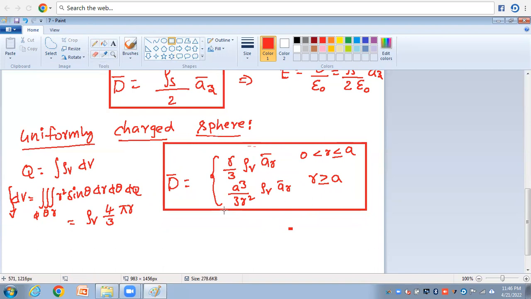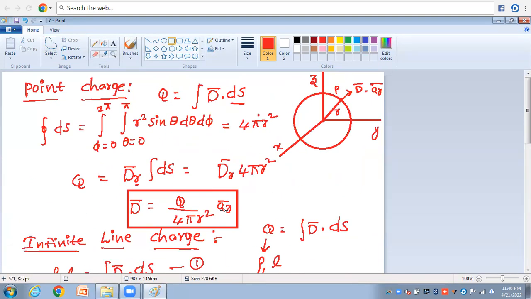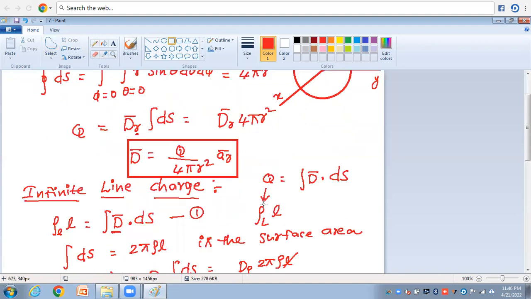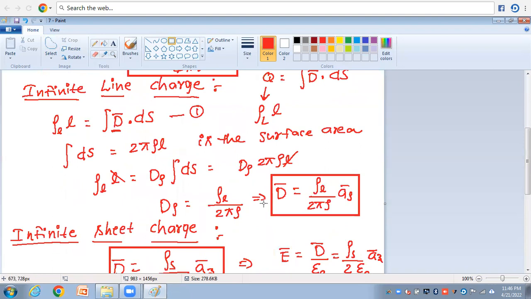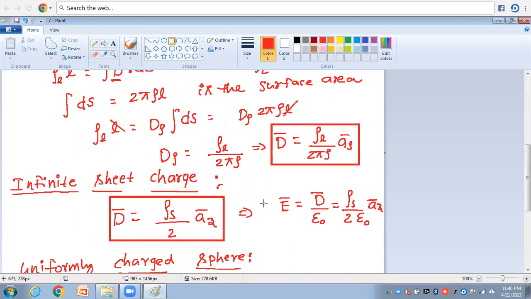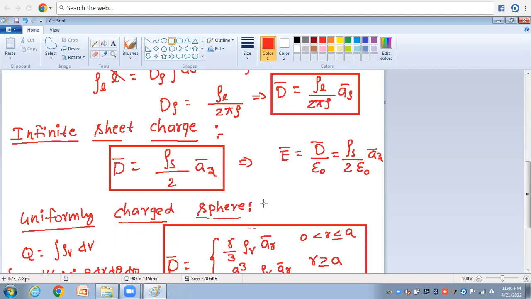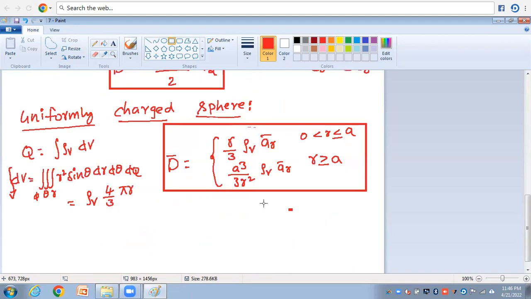Anyway, these are the four applications of Gauss law. Point charge: D bar equals Q by 4 pi r square a r bar. Infinite line charge: D bar equals rho l by 2 pi rho into a rho bar. Infinite sheet charge: D bar equals rho s by 2 into a z bar. Now uniformly charged sphere: D bar equals r by 3 rho v a r bar, and a cube by 3 r square rho v a r bar. There are two conditions also, r less than or equal to a, or r greater than or equal to a.